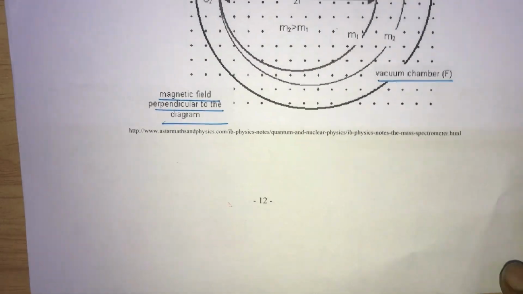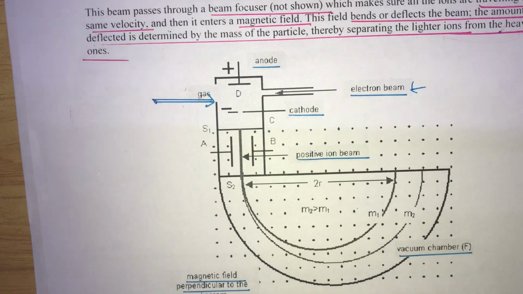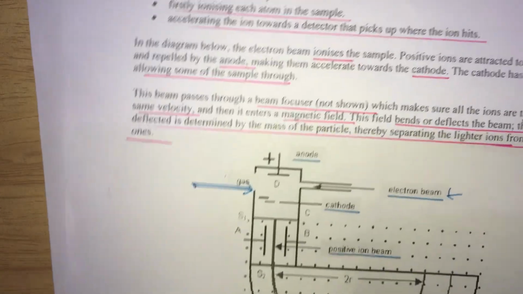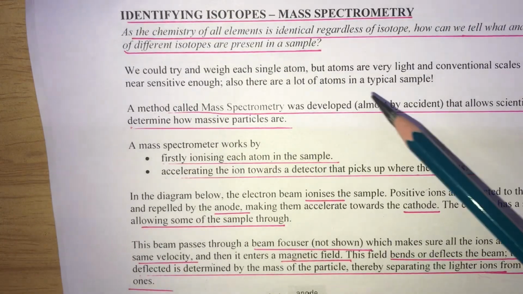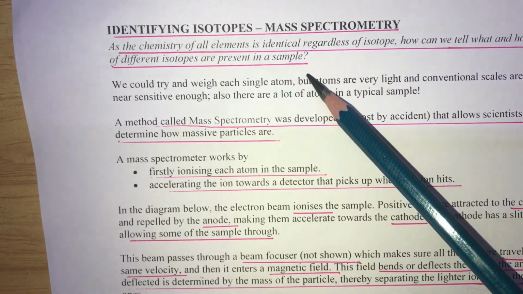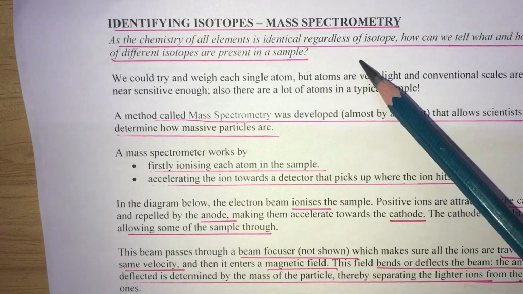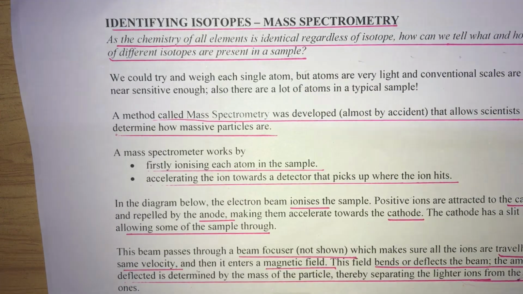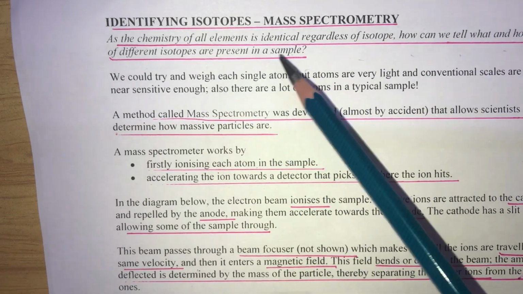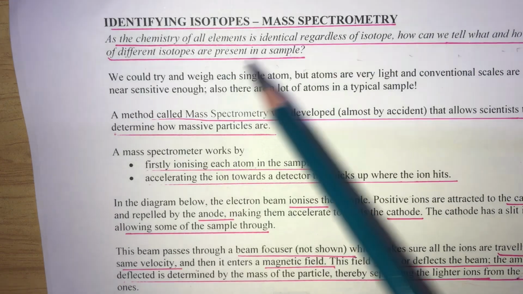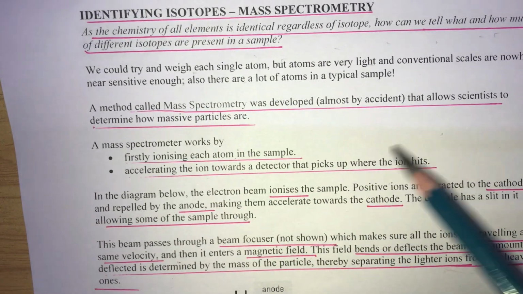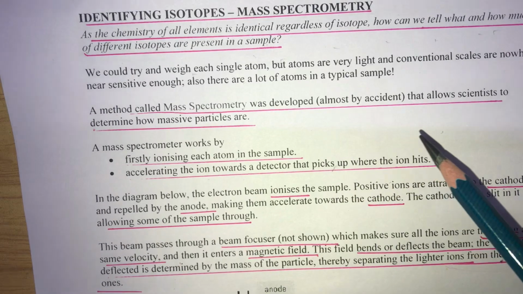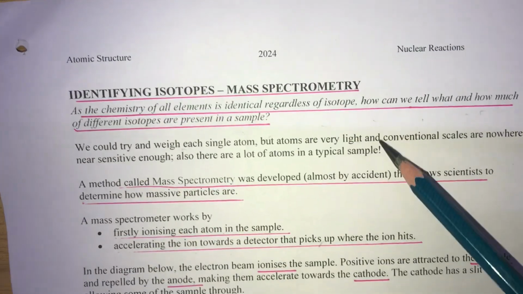The next one is how to identify the isotope by using mass spectroscopy. The chemistry of all elements is identical regardless of isotope. How can we tell which isotopes, and how much of each, are present in a sample? That is identified by using a spectroscopic method called mass spectroscopy.